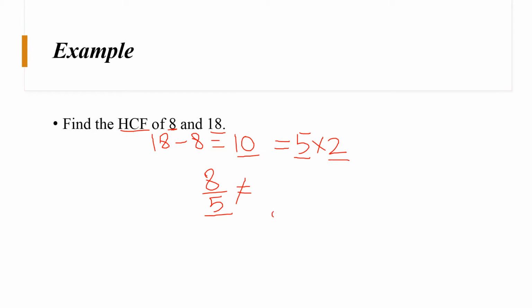Next, we have to check with the number 2. Therefore, 8 divided by 2 gives you the value of 4. 8 goes with 2 by 4 times and 18 goes with 2 by 9 times. The factor 2 exactly divides these numbers. So here the highest common factor for 8 and 18 is 2. Move on to the next problem.